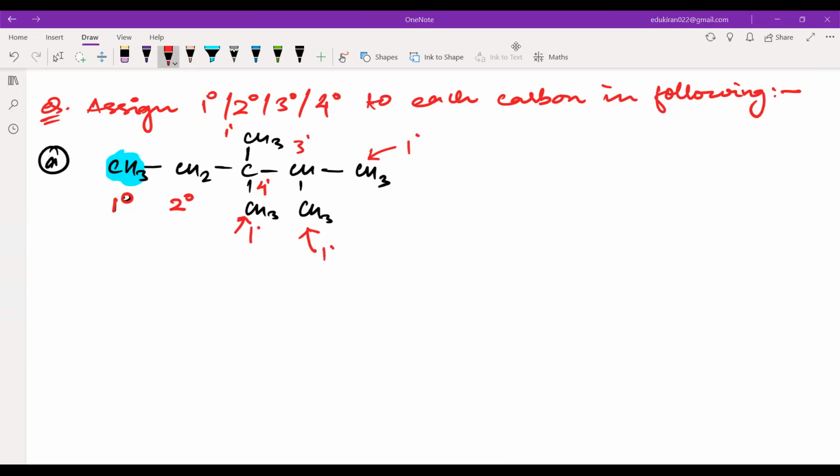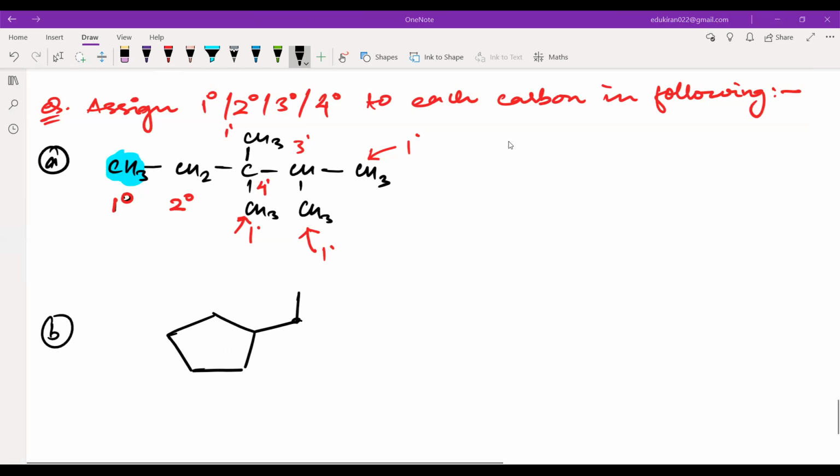Now, next question. You guys are comfortable with this type of structures? Yes or no? First of all, tell me that. Aisha, Matthew, and Zainab. Yes, sir. All right, sure.